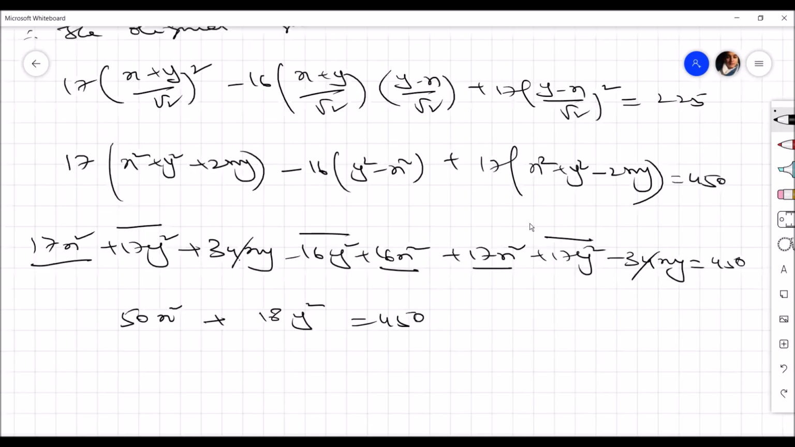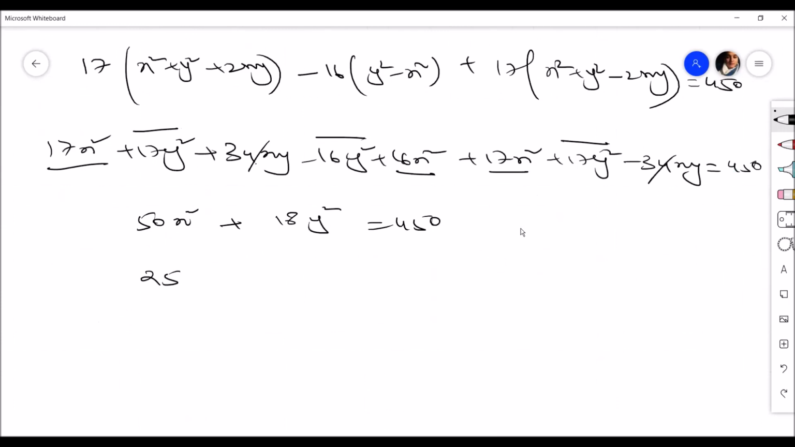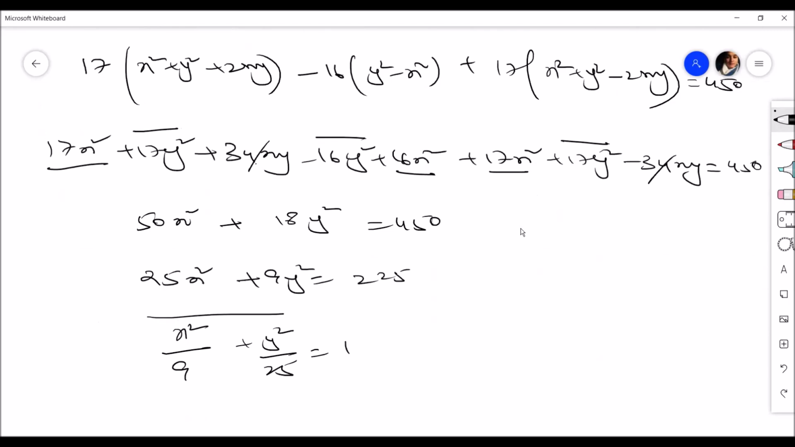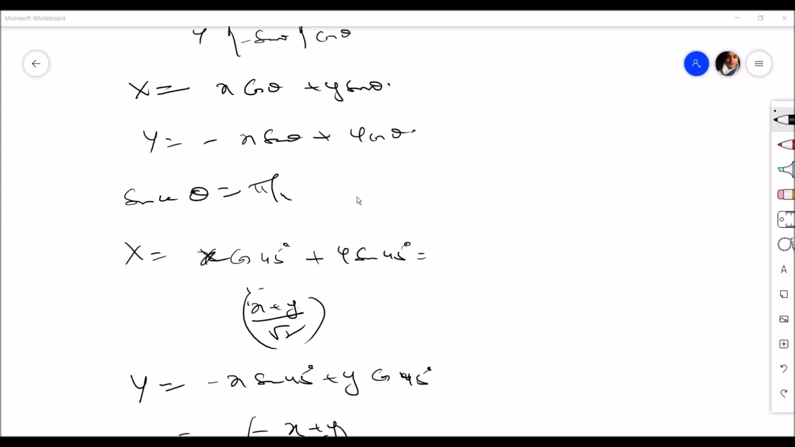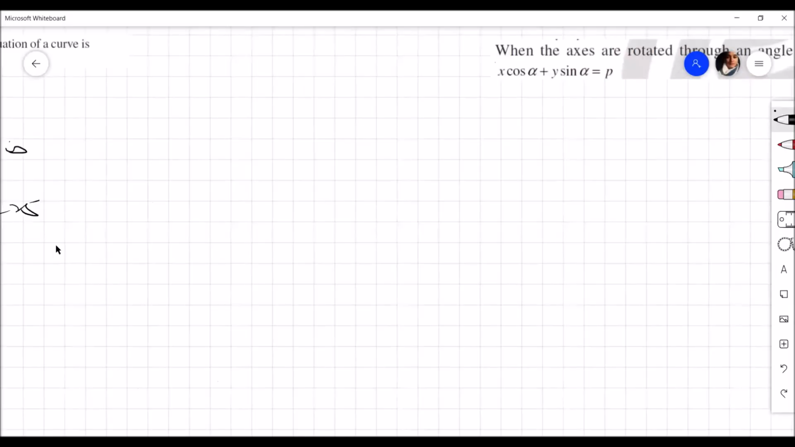So you can observe that 2 comes out common, which will give you 25x square plus 9y square is equal to 225. You can leave the problem here, or you can also cross multiply and write it as x square by 9 plus y square by 25 is equal to 1. I've just cross multiplied this 225 onto the LHS. You can either leave the problem over here or you can proceed to write like this. Is it clear, all of you? Let's move on to the next problem.